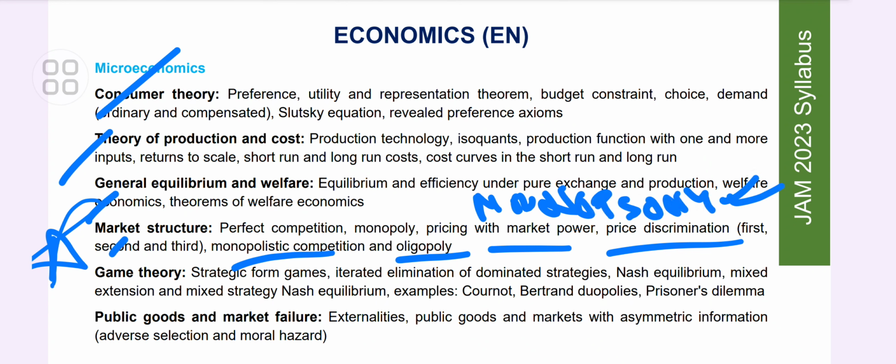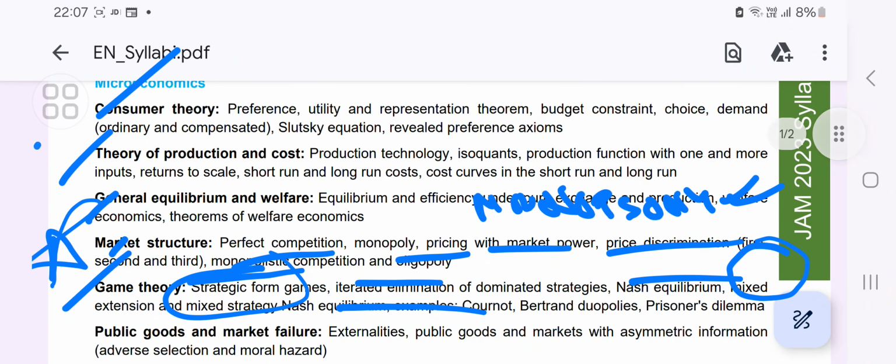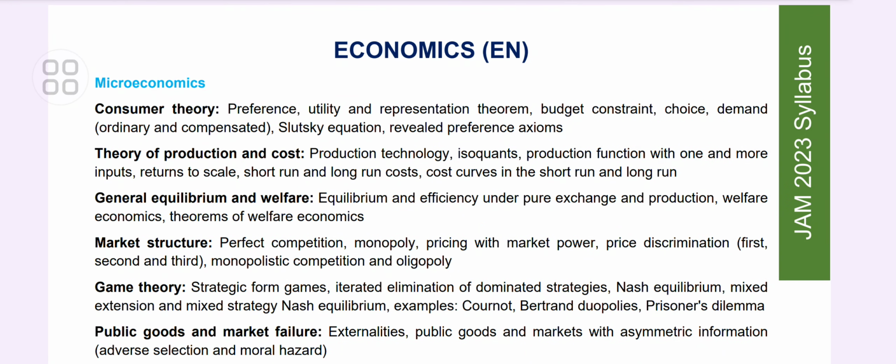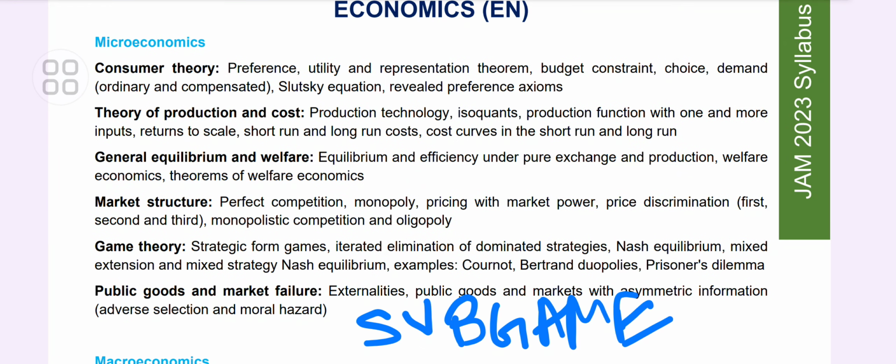Monopsony, an important topic. Game theory is again another part for anything strategic: the strategic form, whether it is iterated, minimax, maximin, everything, Nash equilibrium, whether it is a mixed or a pure strategy, that also one needs to understand. And there is also the subgame part. So we have to understand that.